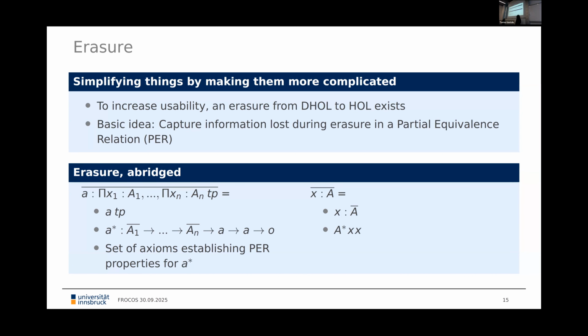And the third thing, or the set of third things we get, is just a set of axioms in our context that establish that this A star actually behaves like a partial equivalence relation. And for a term of some type, we get, of course, that the term is now of the erased type. Right. This is the erasure in very short.